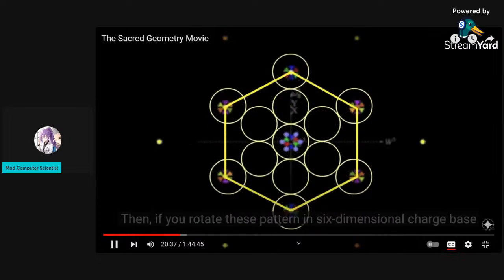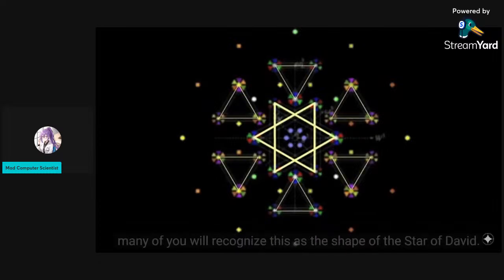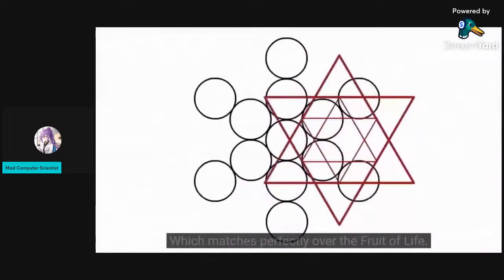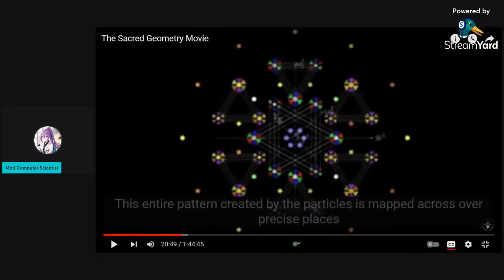Then, if you rotate this pattern in 6-dimensional charge space, you see it forms yet another pattern. Many of you will recognize this as the shape of the Star of David, but its true name is the star tetrahedron, which maps perfectly over the fruit of life. This entire pattern created by the particle... Great. If you draw a shape over another shape you intended to draw a shape over, you can draw a shape over that shape.